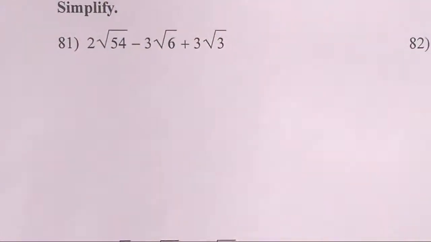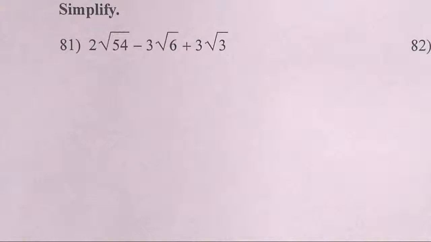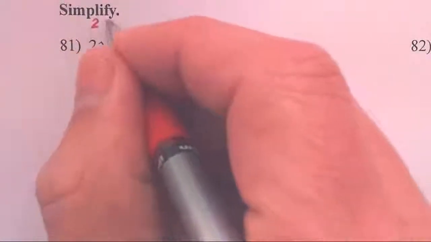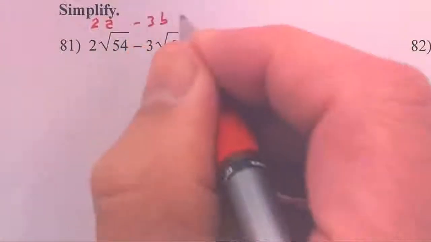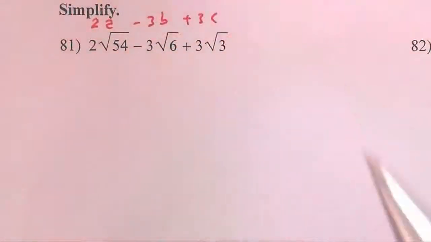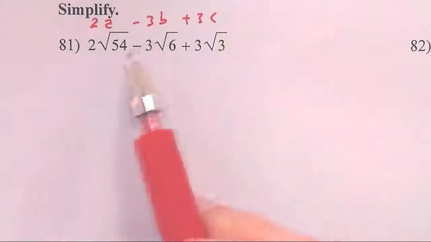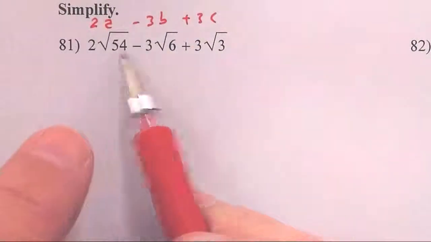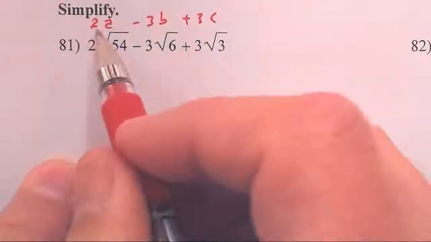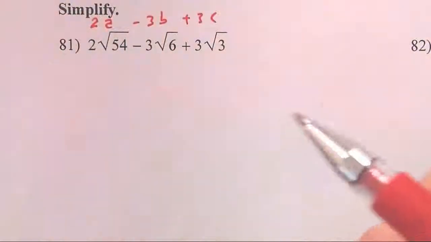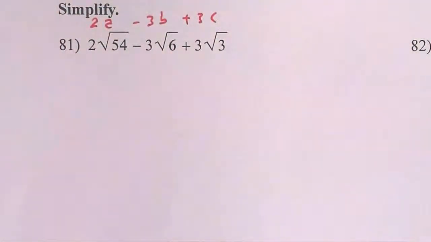Okay. As it stands, combining these, this is kind of like having 2a minus 3b plus 3c. I can't combine. I couldn't simplify this expression. However, if I can make any of these radicals be the same, like let's say I could make this 2a minus 3a, then I can combine the 2a and 3a. So what I'd like to do is simplify the radicals. And to do that, I call it jailbreaking.